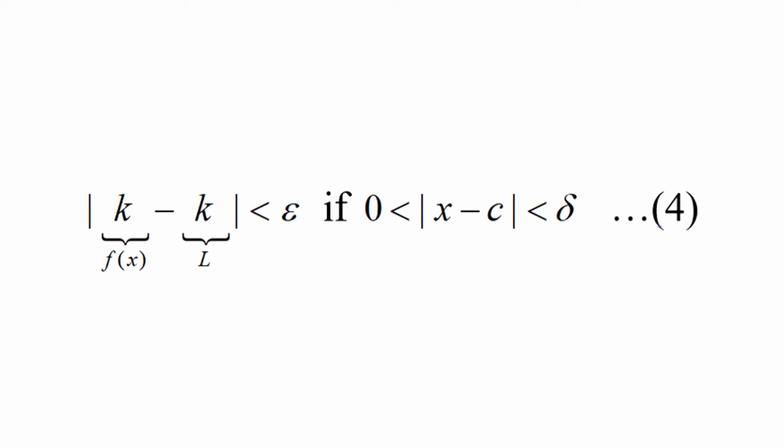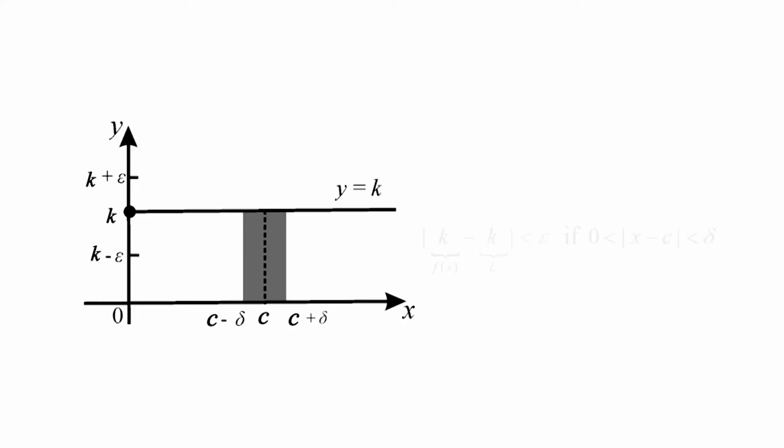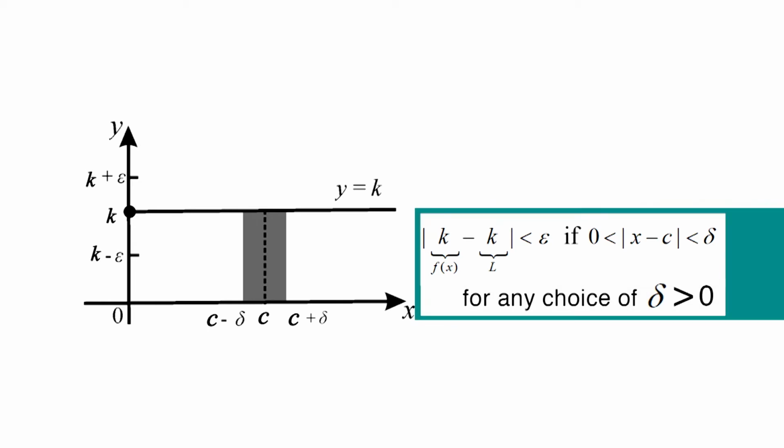Next, we prove the limit of k as x approaches c is k, with both f of x and L equal to k. Let epsilon greater than 0 be given. We must find delta greater than 0 such that the absolute value of k minus k is less than epsilon if 0 is less than the absolute value of x minus c, which is less than delta. Since the absolute value of k minus k always equals 0, the absolute value of k minus k less than epsilon holds for any choice of delta greater than 0. This proves that the limit of k as x approaches c is k. This is illustrated in the following figure.